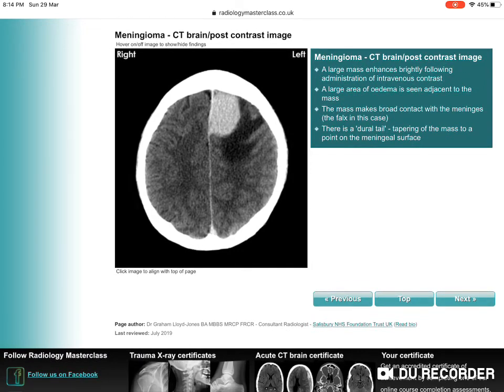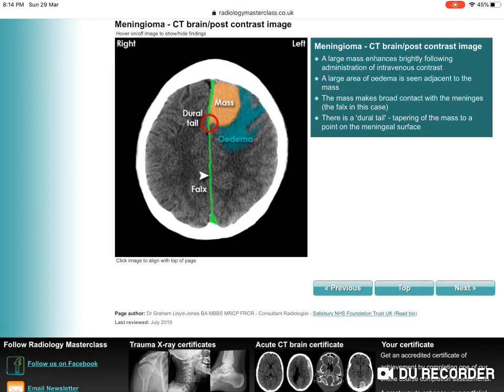Meningioma. This CT brain shows a large mass that enhances brightly following administration of intravenous contrast. A large area of edema is seen adjacent to the mass. The mass makes broad contact with the meninges. There is a dural tail, tapering on the mass to a point on the meningeal surface.